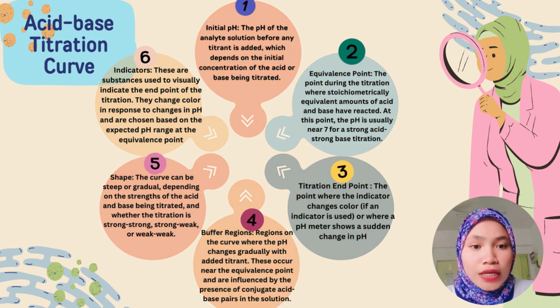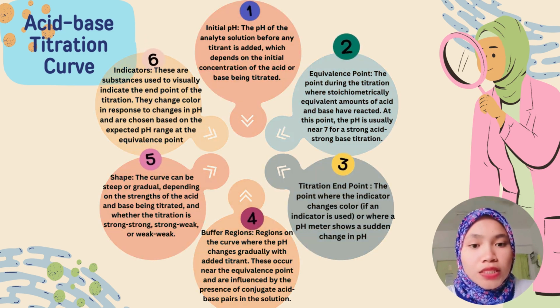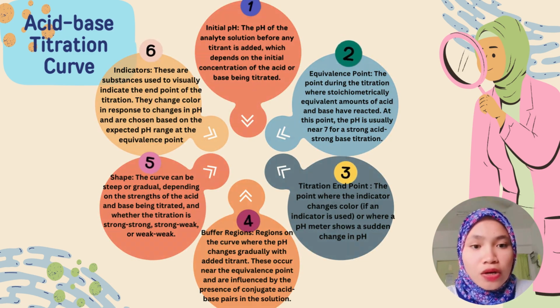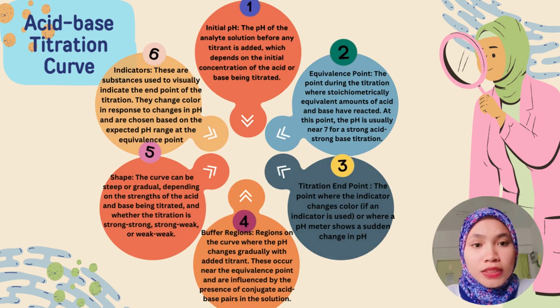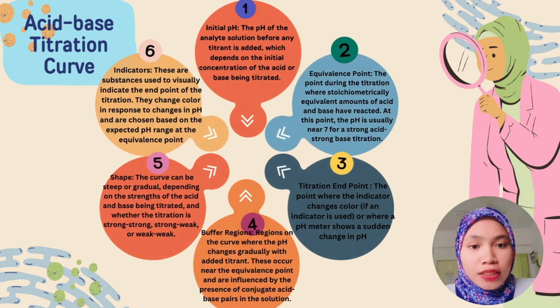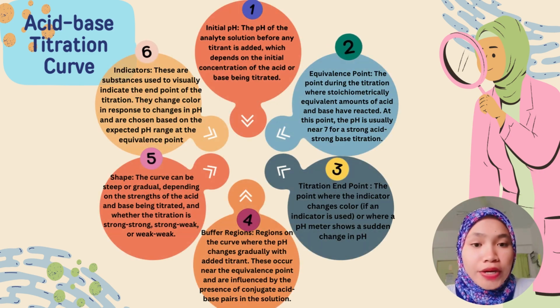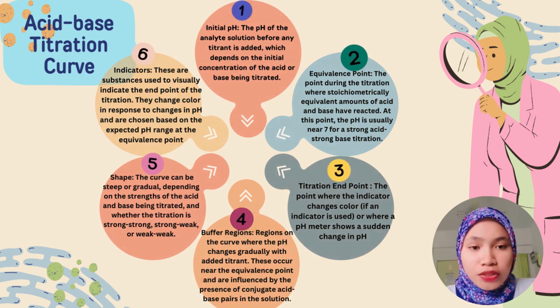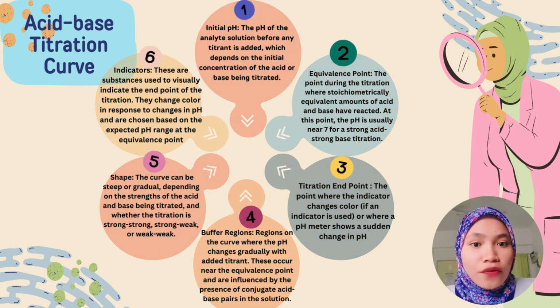The key features of an acid-base titration curve include, firstly, the initial pH: the pH of the analyte solution before any titrant is added, which depends on the initial concentration of the acid or base being titrated. The second is the equivalence point: the point during the titration where stoichiometrically equivalent amounts of acid and base have reacted. At this point, the pH is usually near 7 for a strong acid, strong base titration, but can vary depending on the nature of the titrants.